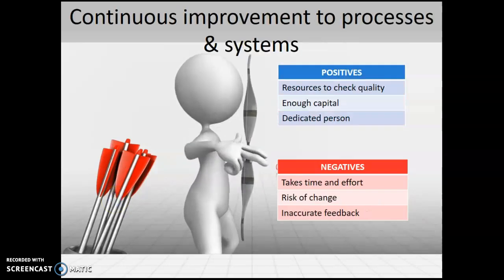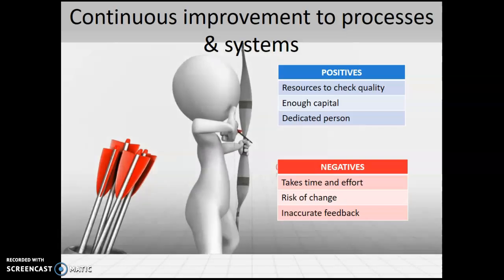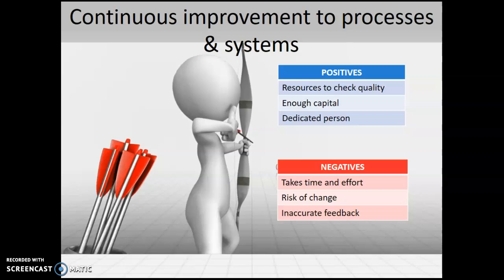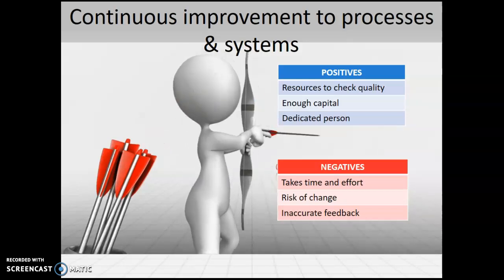If we look at the continuous improvements to processes and systems, this is quite an important one. And you'll see later on in the slide, we talk about a model called the PDCA, and we also talk about quality circles. So when you see this element, I want you to think of those two other things falling underneath here too. But let's look at some positives.